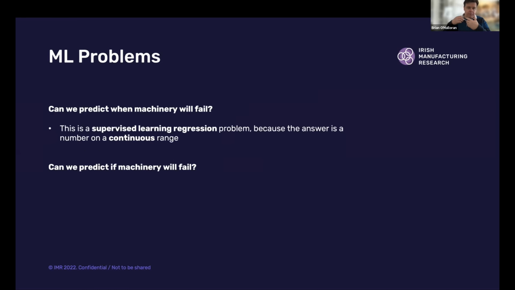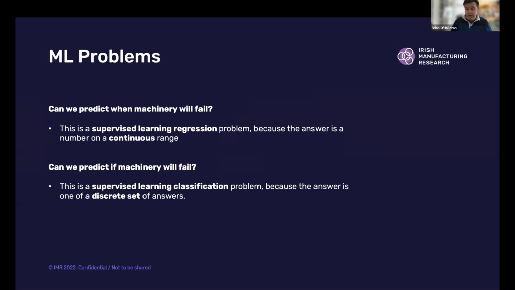For those four questions, let's look at how we will approach them. Predicting when machinery will fail is a supervised learning problem, and it's a regression problem because we're trying to predict a number over a continuous range. In terms of if machinery will fail, again, this is a supervised learning problem, but it's a classification problem because we're trying to predict whether or not it will fail. So it's a yes or no, a discrete set of answers.